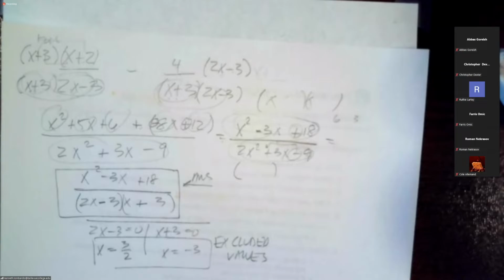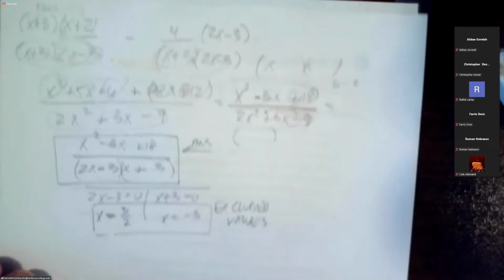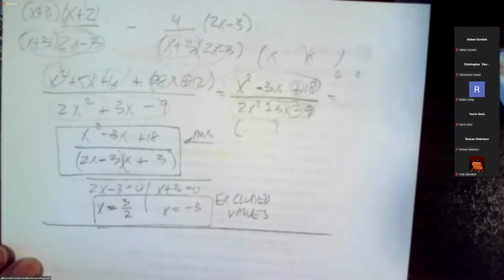Okay, so let's see here. We have an answer. We have excluded values. Is there anything we've left out? Are we doing okay then? Is this the correct answer? Are we done? Okay, I think we are. I think we did that one.